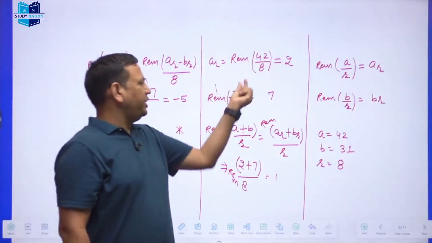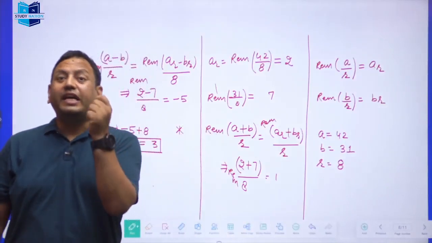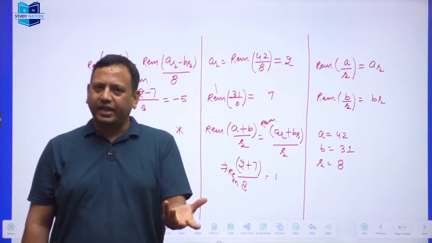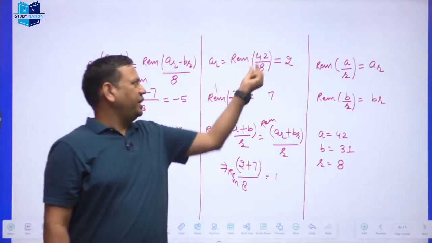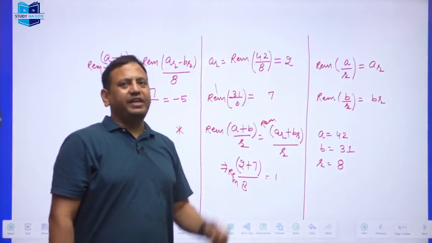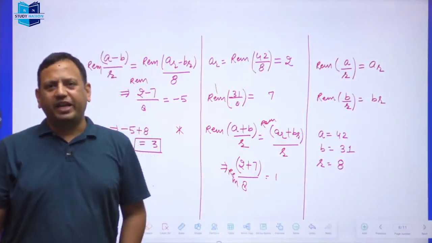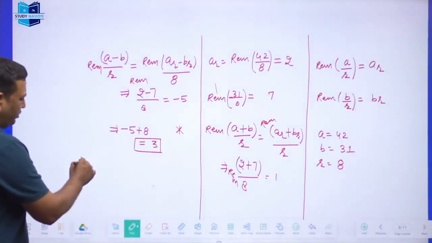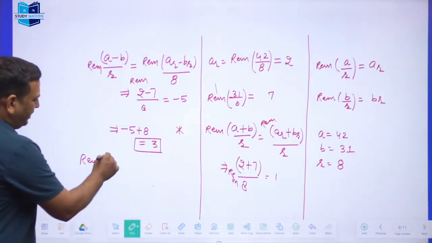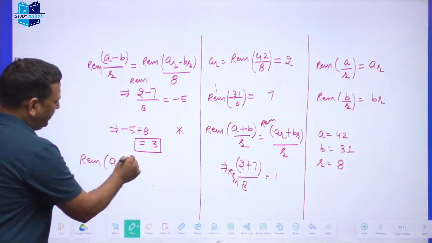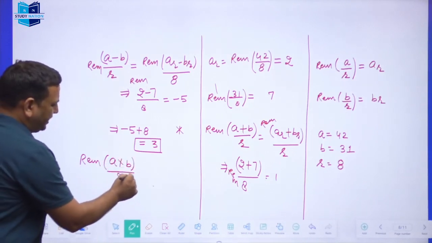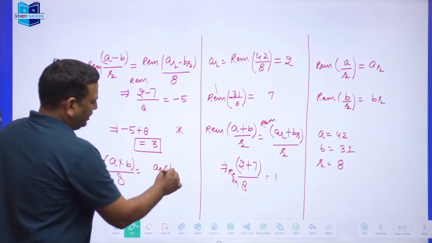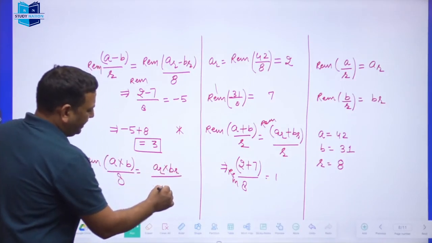Check: 42 minus 31 is 11. When 11 is divided by 8, the remainder is 3. So that is your answer. Then 42 plus 31 is 73. When 73 is divided by 8, 8 nines are 72, so 1 is the remainder. Now, if somebody asks you for the remainder when a into b, multiplied, is divided by 8, what will we write down? We will say ar into br divided by 8.